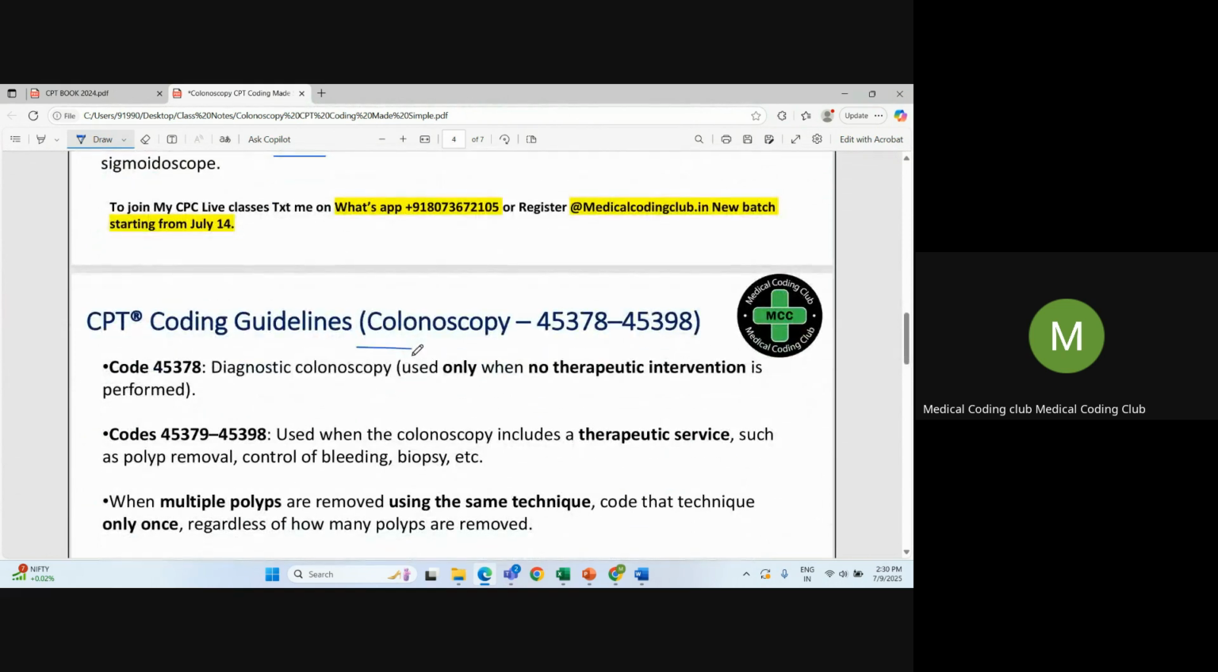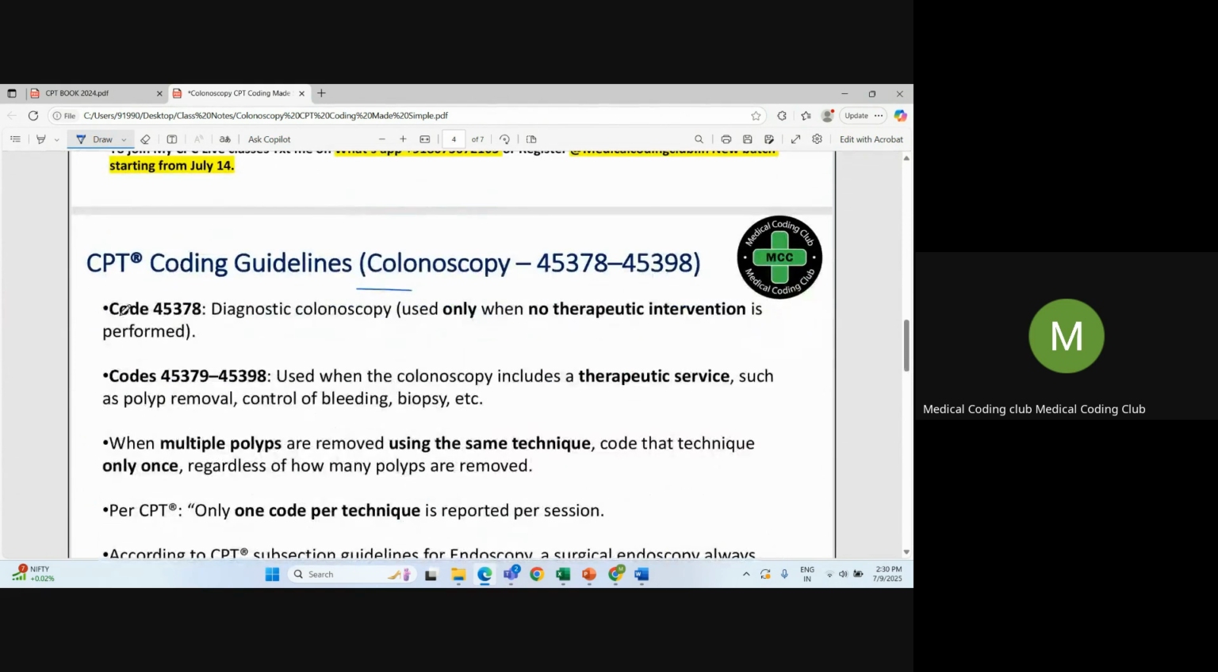CPT coding guidelines for colonoscopy. Here you can see we have code 45378, which is for diagnostic colonoscopy, used only when no therapeutic intervention is performed. That means utilizing the colonoscopy, the provider is only performing the procedure to identify the abnormality. That falls under diagnostic. If they perform a procedure along with the screening, then it is considered a therapeutic procedure.